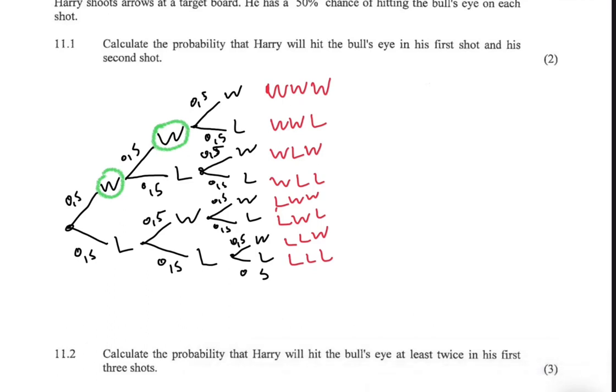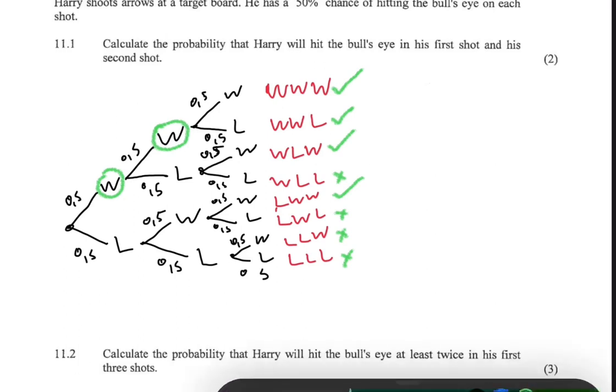So clearly, here we hit the bullseye all 3 times. Here we have 2 wins, which is what we want. Here we also have 2 wins. And then here it's 2 losses, so this sequence of events doesn't satisfy our requirement. Here we also have 2 wins, and then 2 losses, 2 losses, and 3 losses. There are 4 possible ways in which Harry Maguire can hit at least 2 of 3 shots, right? So we're going to calculate the probability of each of those.